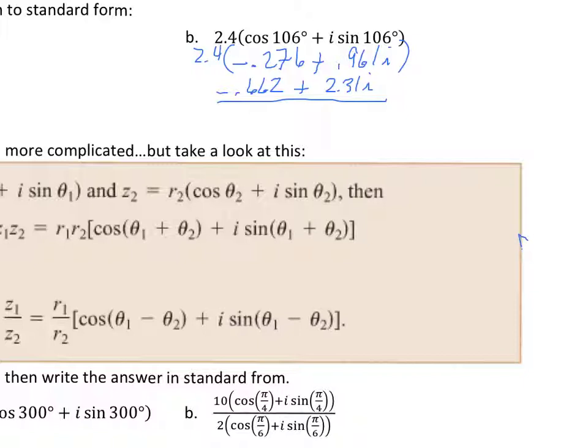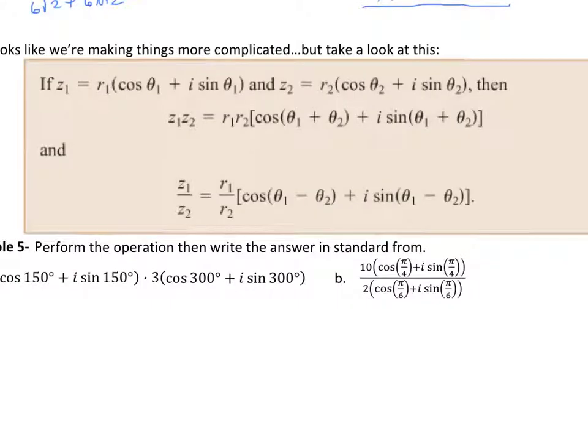So going from trig form to standard form is easy. Going from standard form to trig form is not too bad either. We just find r, the square root of a squared plus b squared, and find theta, the inverse tangent of b over a, basically. All right, so far so good?